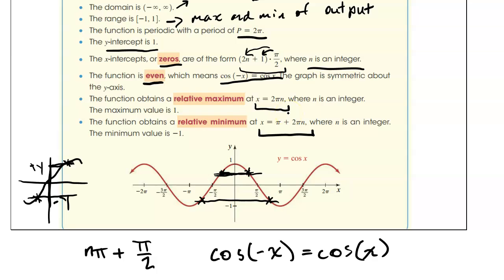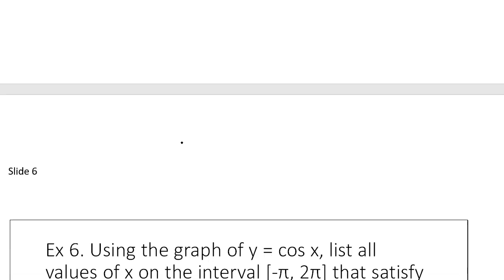So these are just the coterminal angles for 0 to get the maximum of 1, and the coterminal angles of pi to get the minimum of -1. And those are fairly similar to our sine minimums and maximums, but they are slightly different. Okay, and that is all of the characteristics of cosine. So let's do some examples.